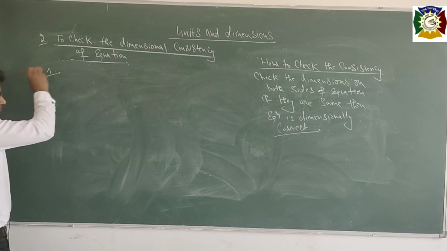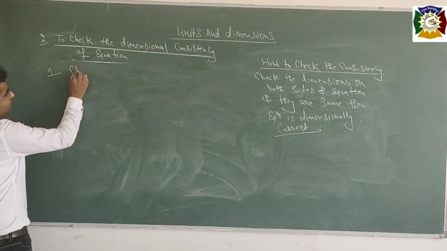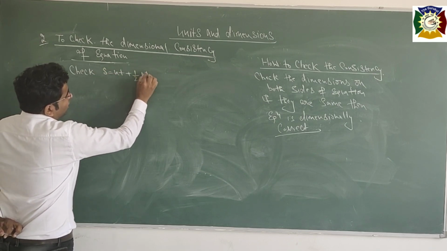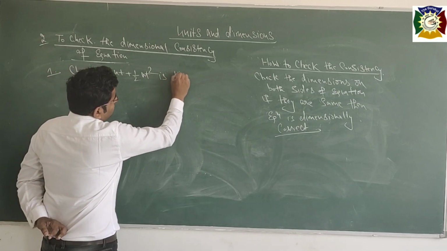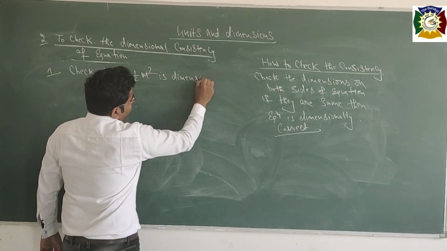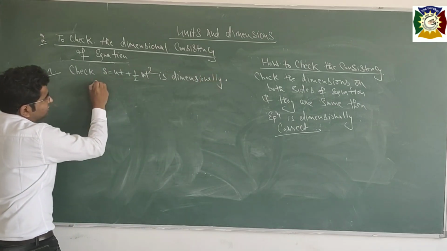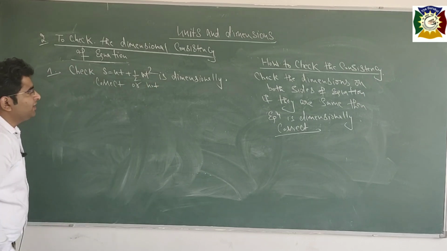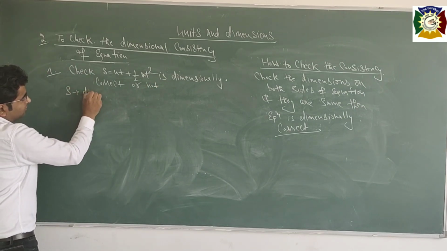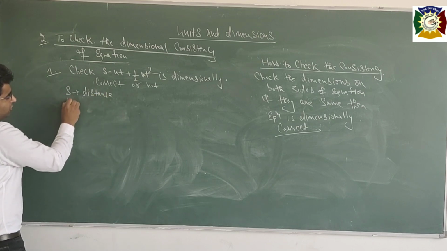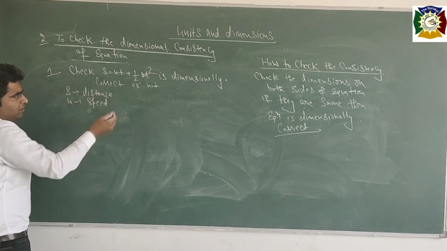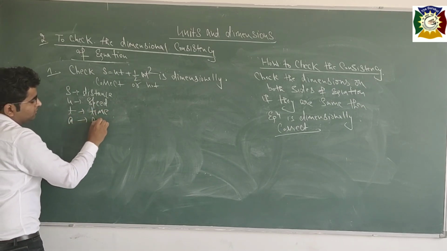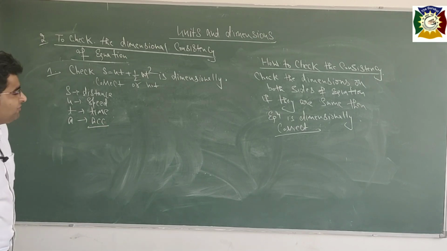First, check S equal to ut plus half at square is dimensionally correct or not, where S is distance, u speed, t time, a acceleration. Now what we have to do?